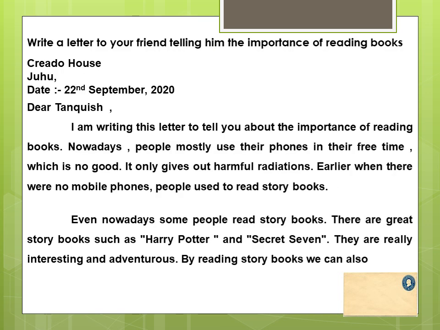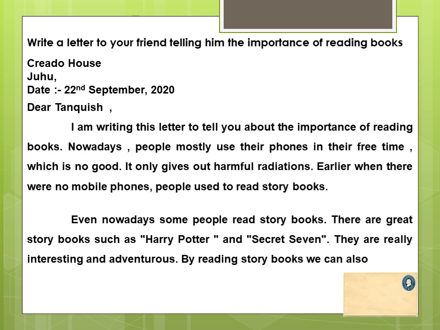Write a letter to your friend telling him the importance of reading books. Criado House, Juhu, 22nd September 2020. Dear Tanish, I am writing this letter to tell you about the importance of reading books. Nowadays, people mostly use their phones in their free time, which is no good. It only gives out harmful radiation.